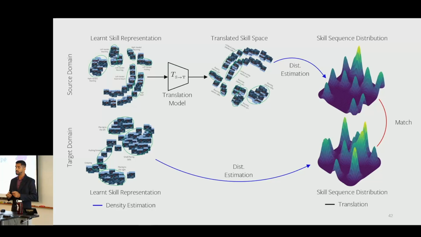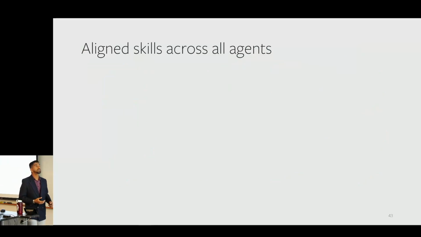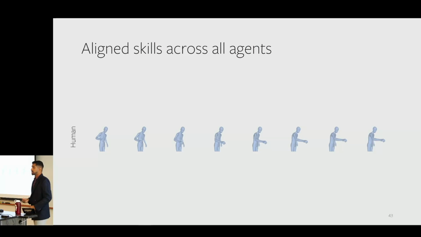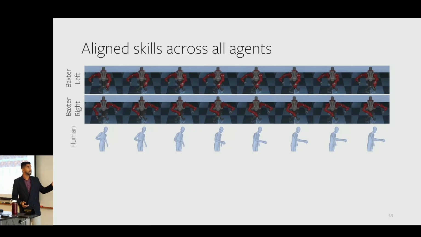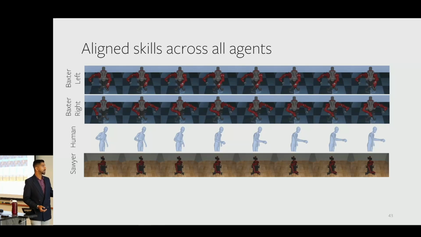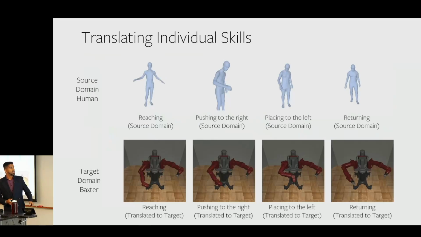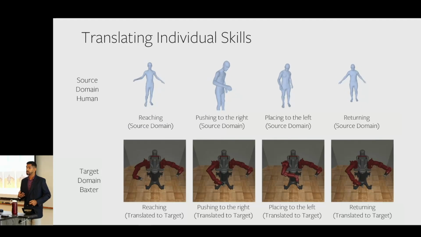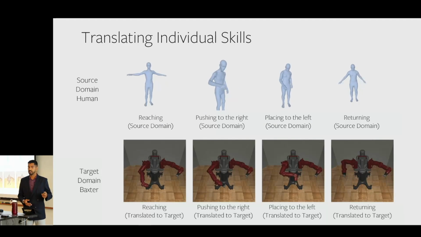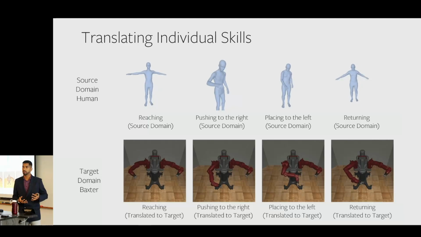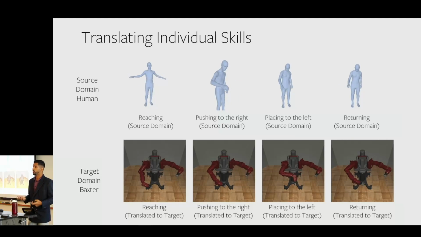And without getting into too much detail of how this happens, this approach was able to give us these coarse semantic level correspondences across multiple domains. So let's start out with this pushing skill of a human pushing an object with its right hand. We were able to translate this to a Baxter's left and right hands, as well as a Sawyer and a Franka robot, all without any correspondence information between any pair of these two domains. Here are some visualizations of other skills that we were able to translate. I'm depicting this for the human and the Baxter pair, but you can translate between any arbitrary pair of agents.